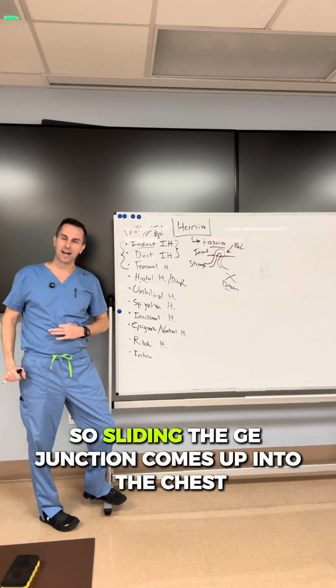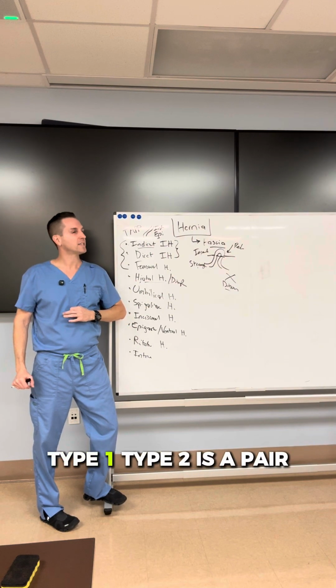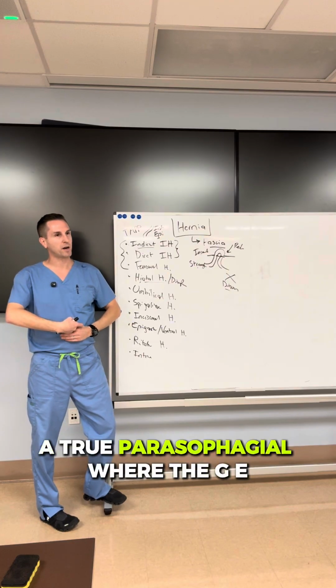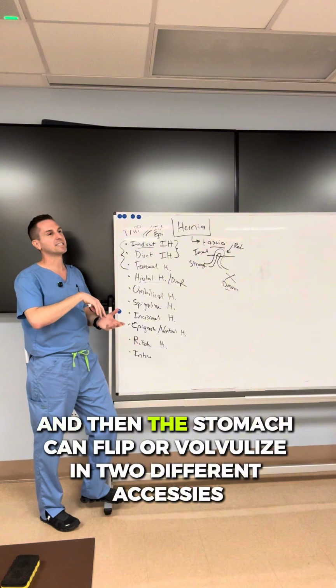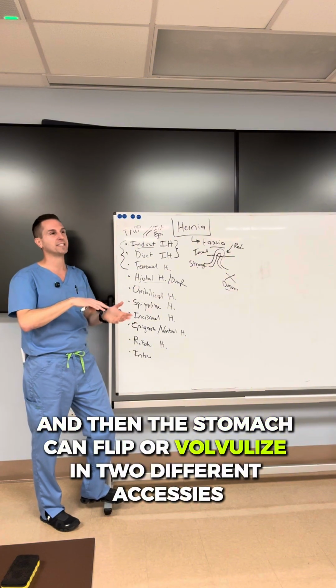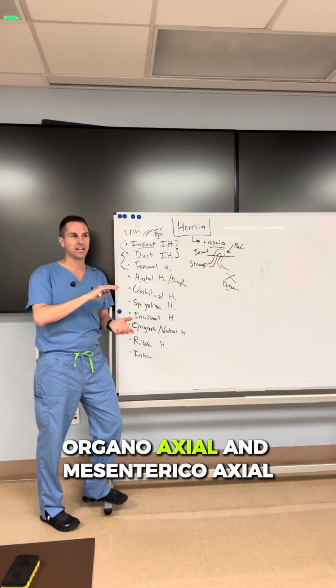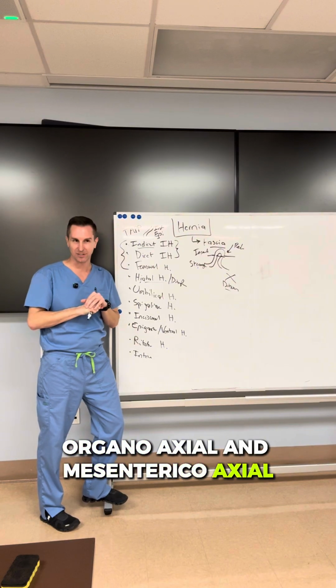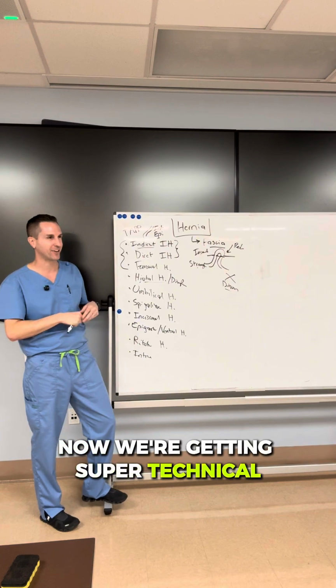So sliding, the GE junction comes up into the chest, type 1. Type 2 is a true paraesophageal where the GE junction is down, but the stomach comes up. And then the stomach can flip or volvulize in two different axes, organoaxial and mesentericoaxial. Anybody ever heard of this? No? Okay, now we're getting super technical.